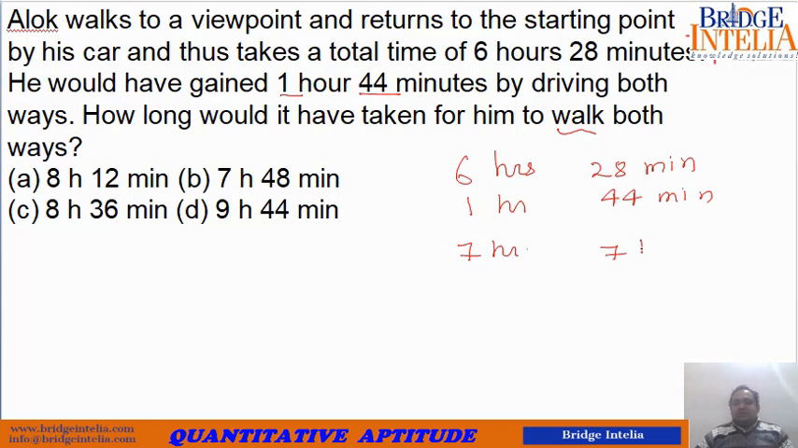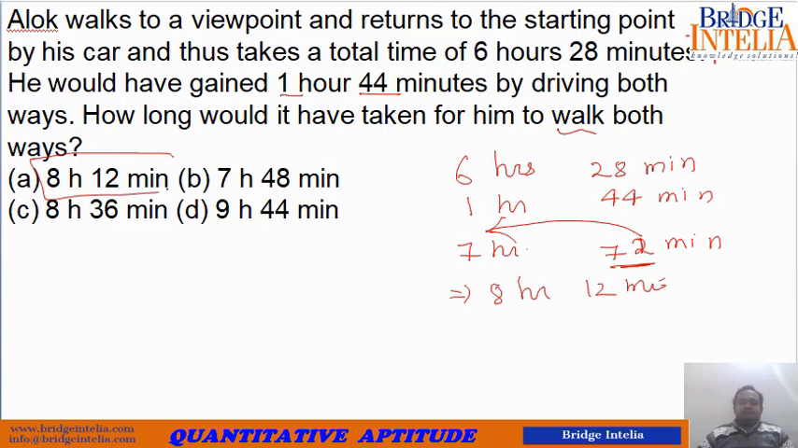72 minutes, 7 hours 72 minutes. So 72 minutes is equal to what? 1 hour 12 minutes. So the answer is 8 hours 12 minutes.